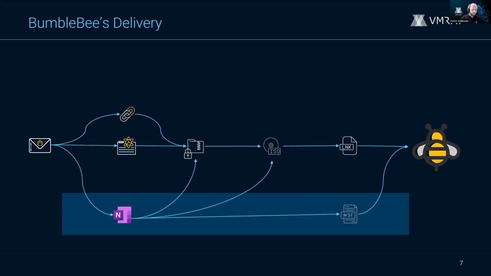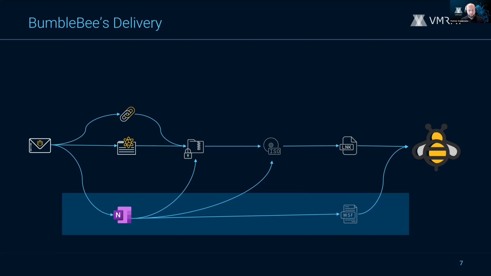And as mentioned before, OneNote documents mostly used some kind of image with a button-looking text, which says either download document or click to view. And this is where users typically tend to click. If the threat actor says, please click to view the document here, users typically do that.